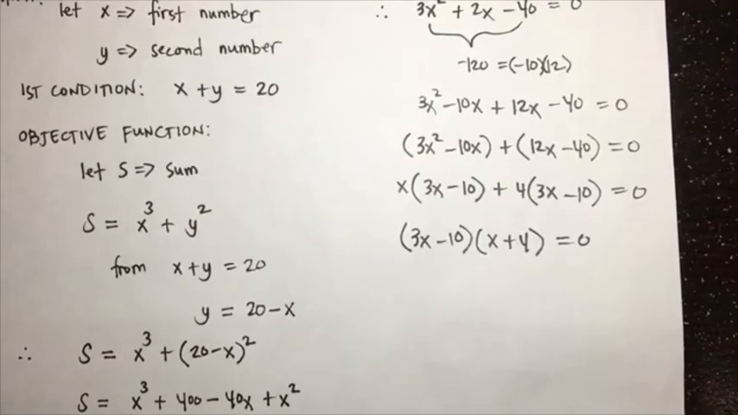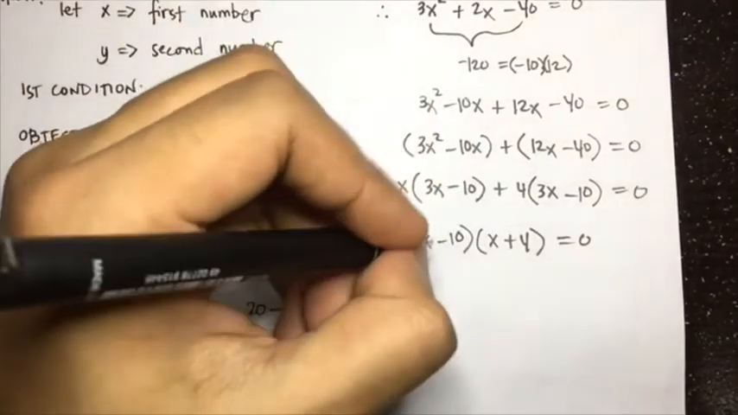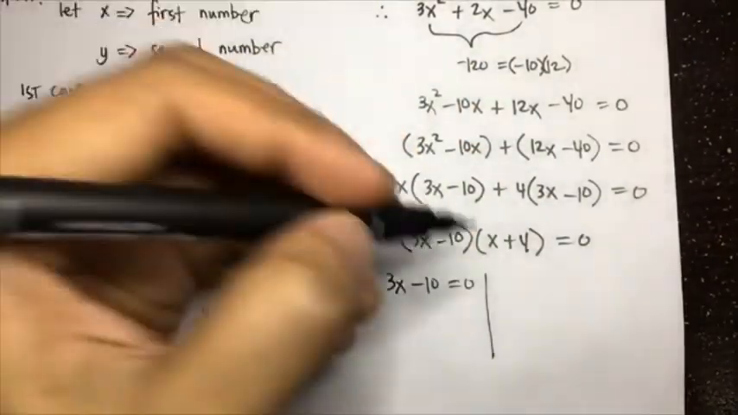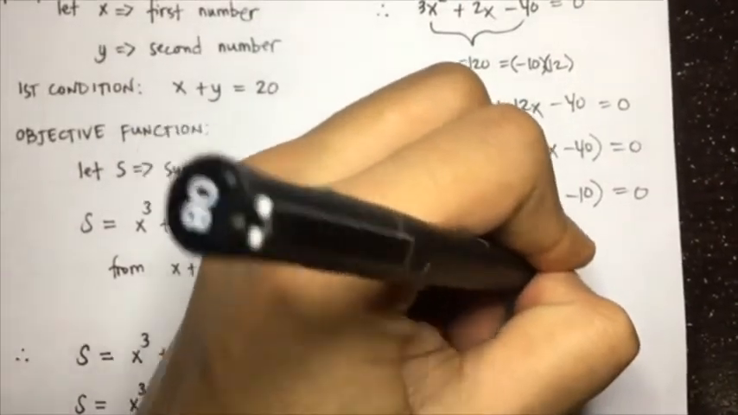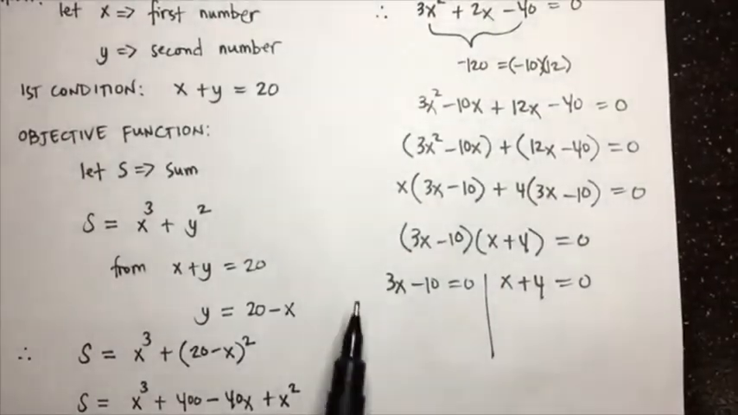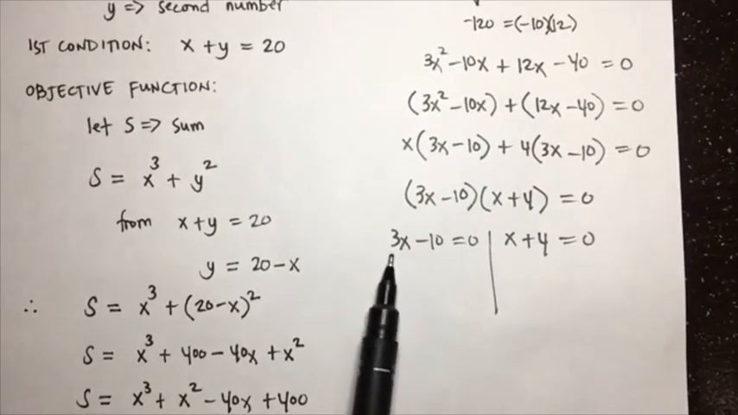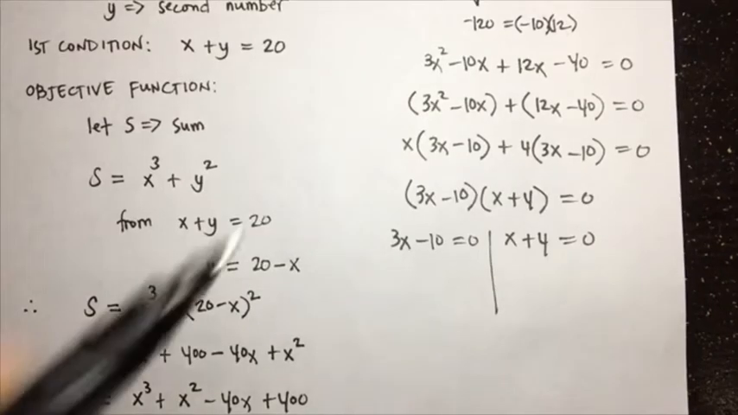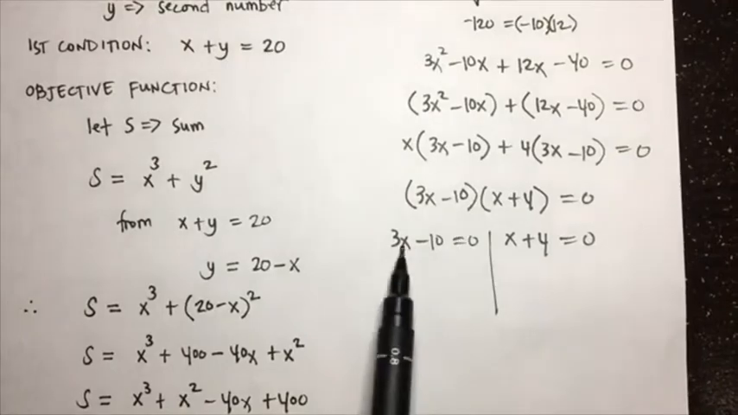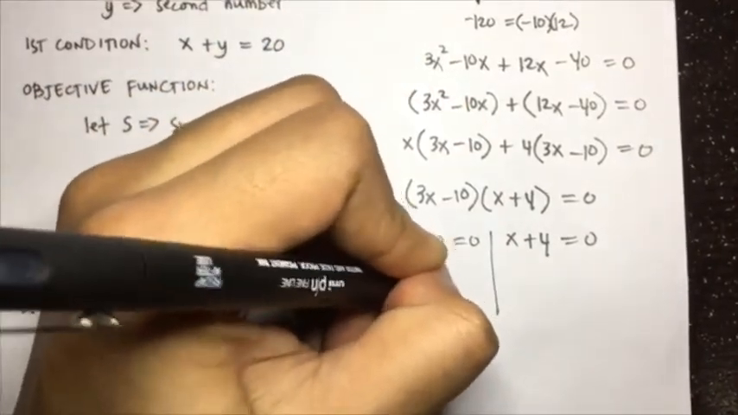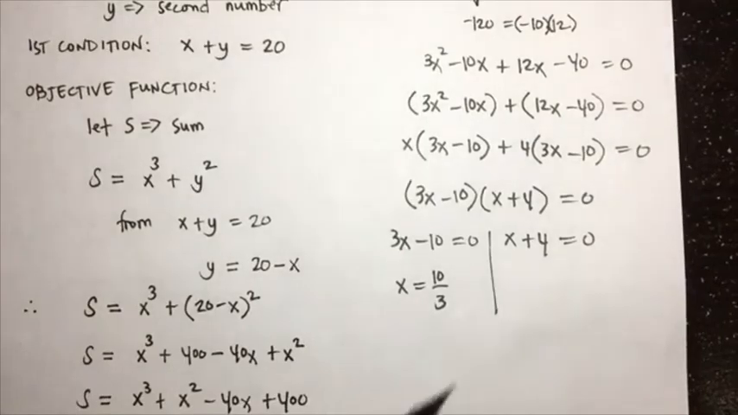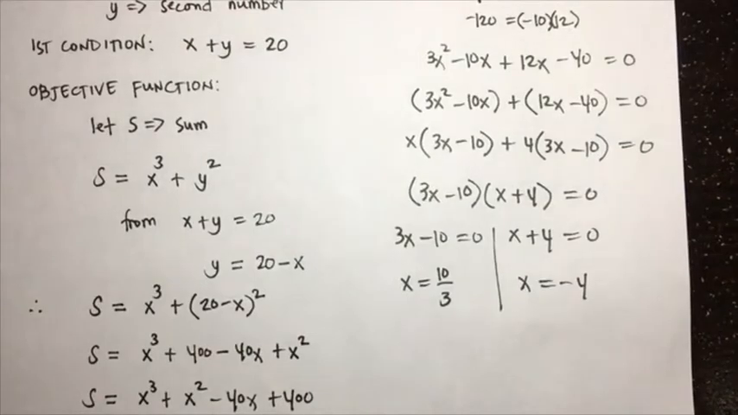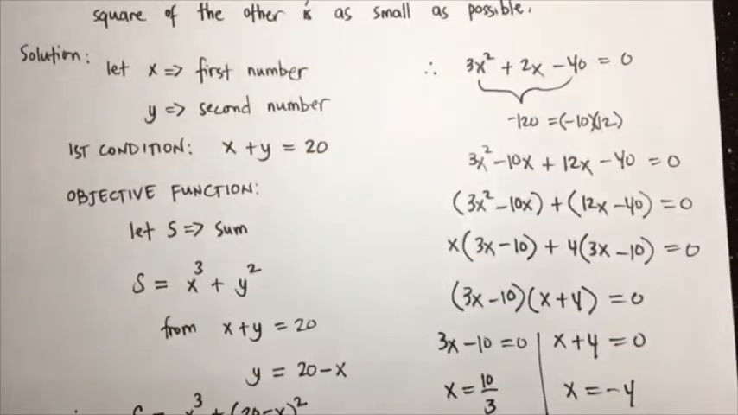To solve for the roots, equate the factors to 0. So 3x minus 10 is equal to 0, and another is x plus 4 is equal to 0. Solving for x here, transposing 10 and then dividing both sides by 3, we get x is equal to 10 over 3. For the other, transposing, x is equal to negative 4. So we have two numbers.